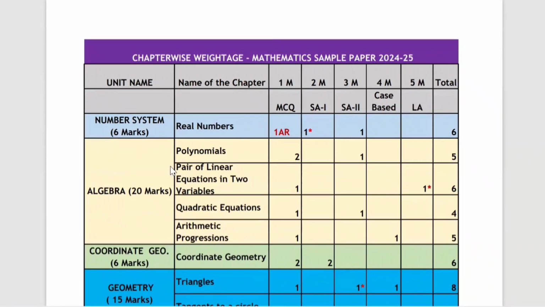We come to the next unit, the unit of algebra, which is of 20 marks. Now, these 20 marks are divided into 4 chapters: polynomials, pair of linear equations, quadratic equations, and arithmetic progression.